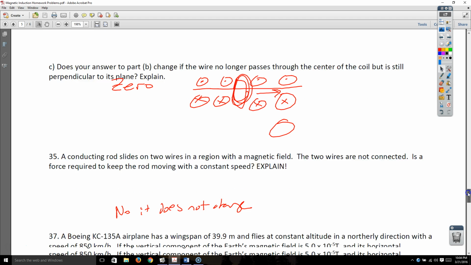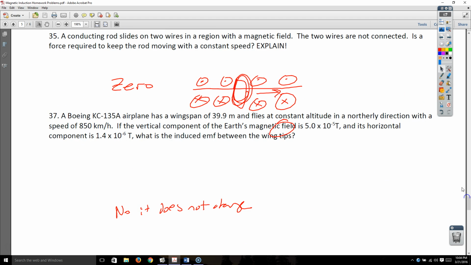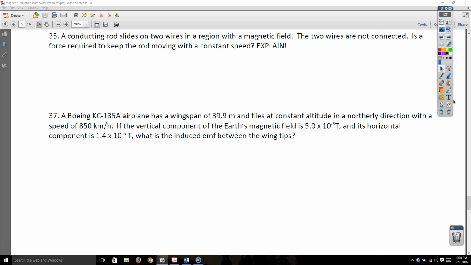Let's look at the next one, number 35. I have a conducting rod. It slides on two wires in a region of a magnetic field. The two wires are not connected. Is a force required to keep the rod moving with a constant speed? So for this one, the solution is no.